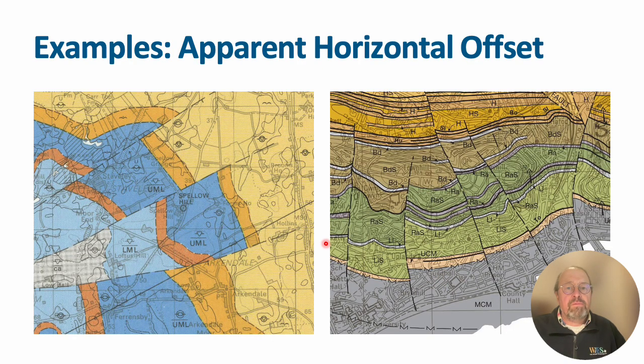Here's some real examples of this. So these are 2 examples from the UK where there appears to be horizontal offset. There is horizontal offset in the map, but in reality these faults are actually completely just extensional normal faults. There's no strike slip motion going on. It's purely a function of the topography and the dipping of the beds.